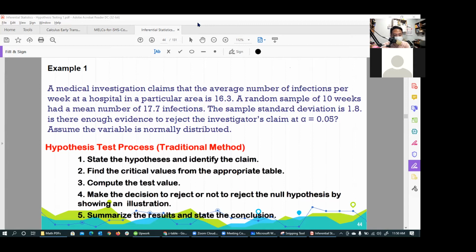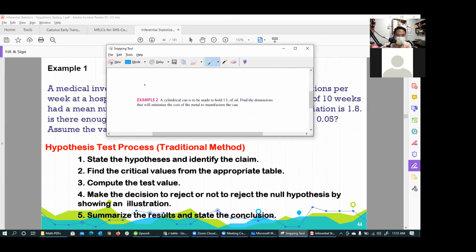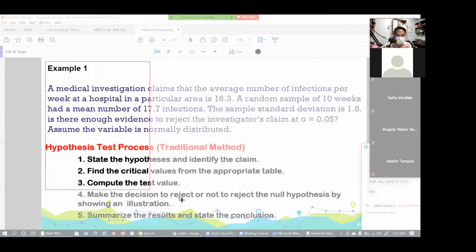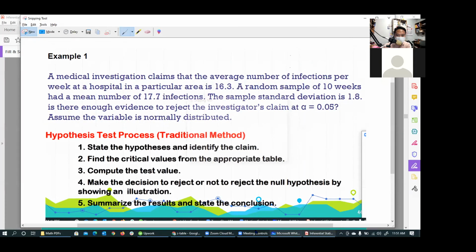So state the hypotheses, find the critical values. This is the traditional method, by the way. Compute the test value, make the decision to reject or not to reject the null hypothesis, and then lastly summarize the results and state the conclusion. So let's have this item here. Now, I'm going to take a screenshot of this and then I'm going to solve it on my magical whiteboard.